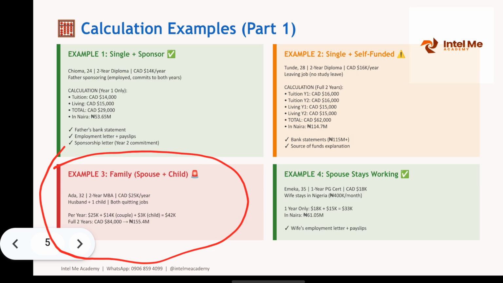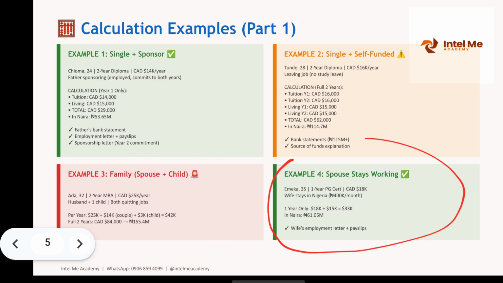So for the fourth example, if one spouse stays and is working, we're using Emeka now, who has a 1 year postgraduate certificate program paying 18k Canadian dollars per year. His wife stays in Nigeria and she's earning 400k per month. So in his own case, he only needs to show tuition for the first year and living expense for the first year, and he would say his wife would cover the rest. It's just a 1 year program, but if it were a 2 year program, his wife is going to cover the rest. Do you understand? So that's basically how it works, and you should have this in mind when applying.